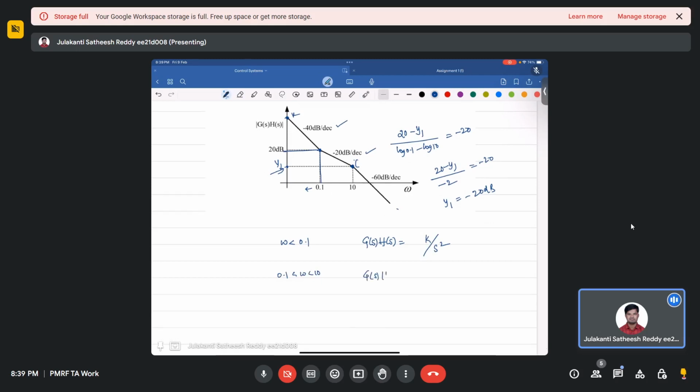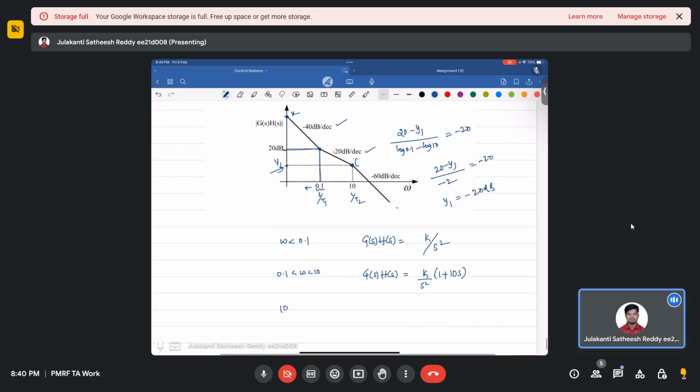So that means g of s h of s is equal to how much? This is 1 by t1 and 1 by t2, right? So this will become k by s square into 1 plus st1, that means it will become 10s, right? Now more than 10, so 10. So g of s h of s will become k by s square into 1 plus 10s.